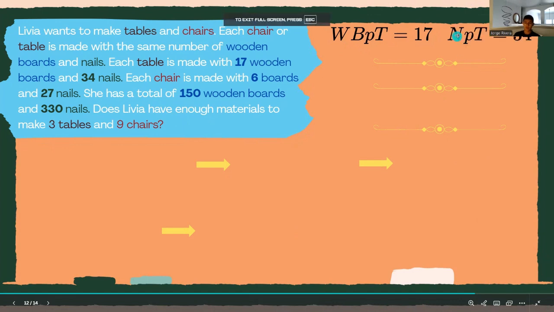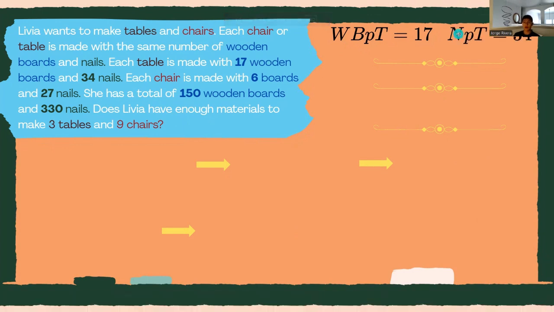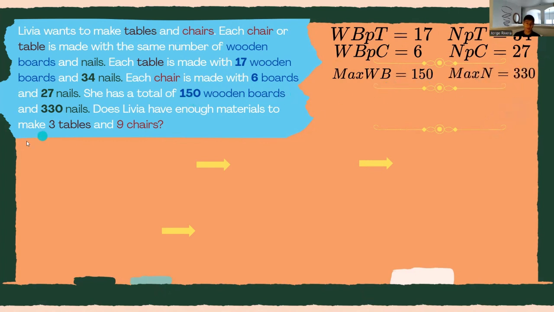Minus 9. So we have this other variable, nails per table, which is going to be 30. And we're going to set more of these. Boards per chair is going to be 6, because each chair needs 6 boards. And the nails per chair is going to be 27, because you need 27 nails per chair. The max amount of wooden boards is going to be 150, because that's all she has. And the max amount of nails is going to be 330, because that's all she has, right? And so the desired tables that we want is going to be 3, and the desired chairs that we want is going to be 9.